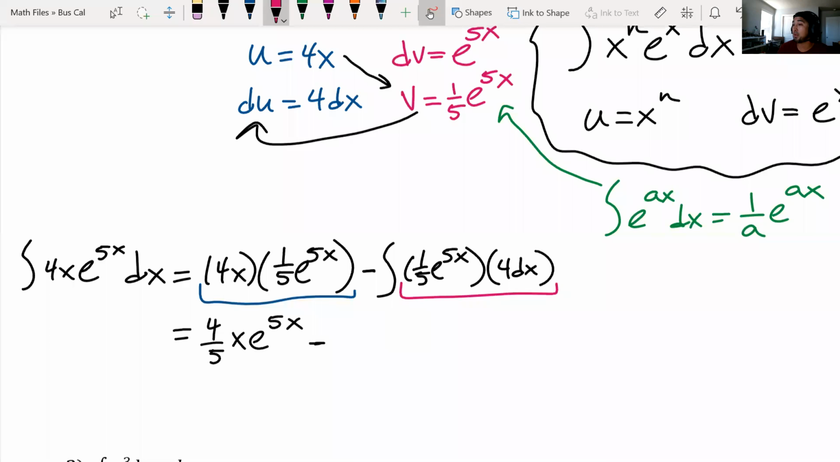I'm going to clean this up, and I'm going to put that 1/5 with the 4, which is going to become 4/5, and I'm going to move that to the outside of the integral. You'll get 4/5 times the integral of what's left over, e to the 5x dx. And now all we have to do is break this down one more time by doing the antiderivative of e to the 5x.